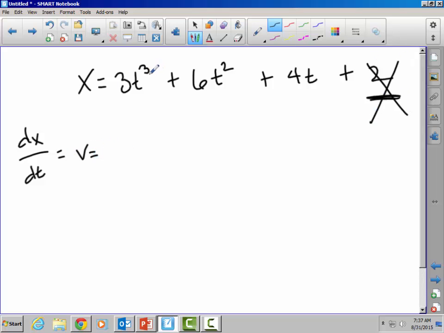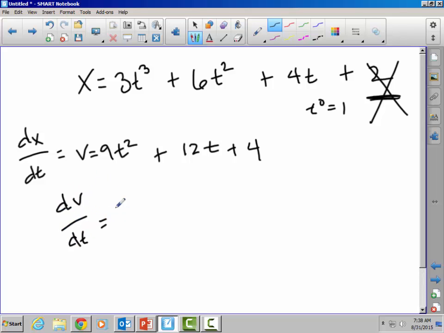So the first one will be 9t squared, plus 12t. Now this guy, he's power 1. 1 minus 1 is 0, so t to the 0 is just 1. And then 1 times 4 is 4. So here is your expression for your velocity, and then we do it one more time. To find our acceleration, we get 18t plus 12.